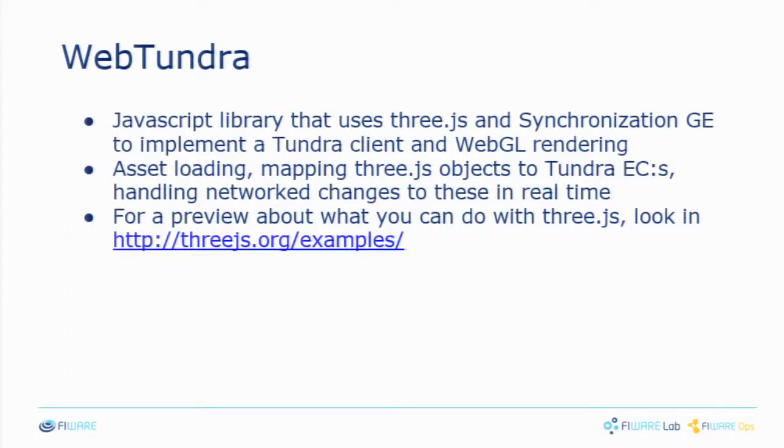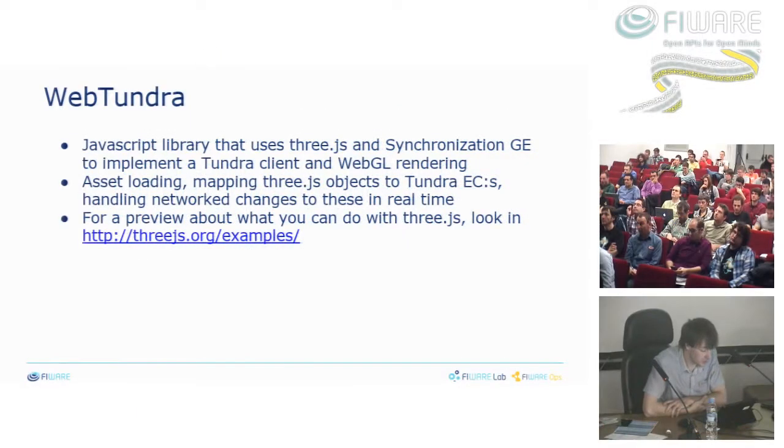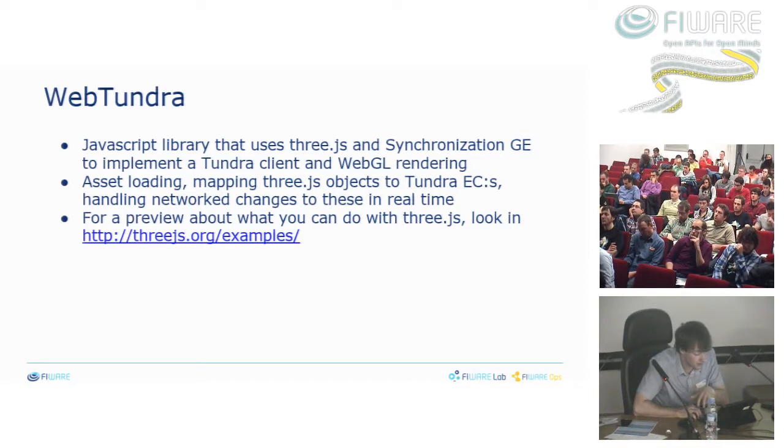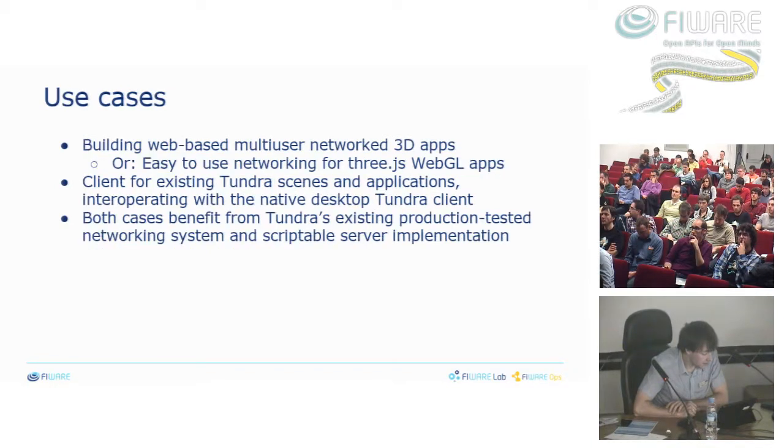WebTundra itself, I already introduced it, is a JavaScript library that is based on three.js and the Synchronization GE that was presented before. So the asset loading and mapping is all three.js based, but this also interacts with the 3D UI GE, which is XML3D. Use cases for this are to build web-based multi-user networked 3D apps.